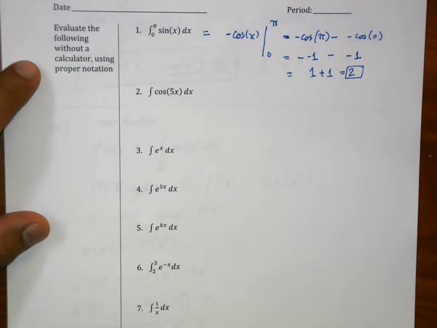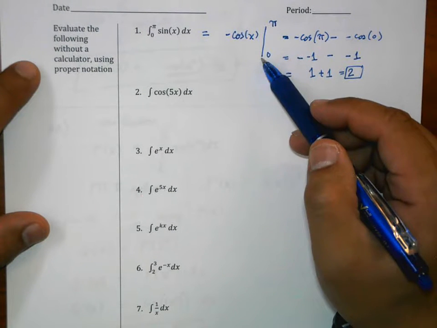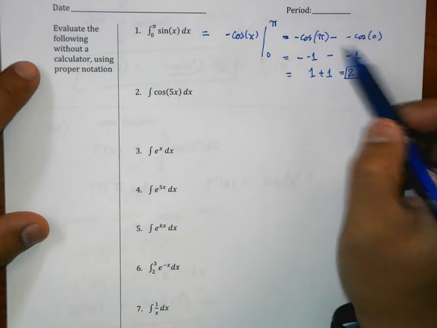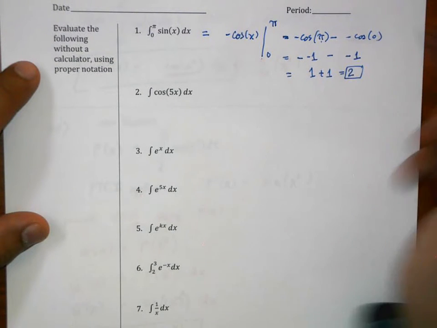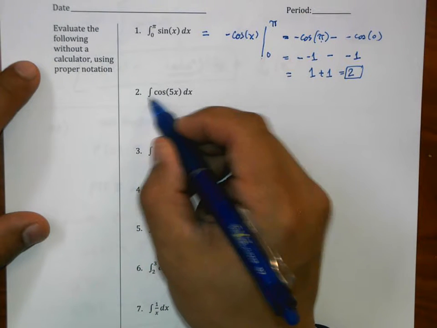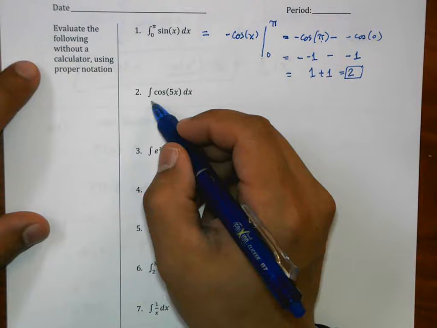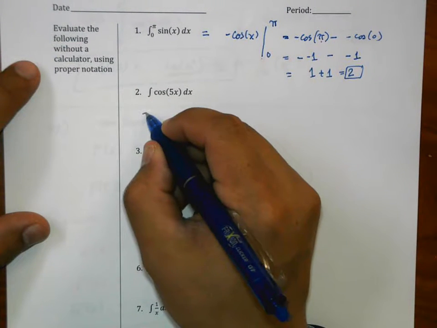Okay. And we, of course, want to use proper notation. This notation here with the bar, the lower bound, the upper bound, is just the evaluation using these two values. Okay. Now, without this thing here, remember, without the bounds, this is called the indefinite integral. So it's just really looking for the antiderivative.